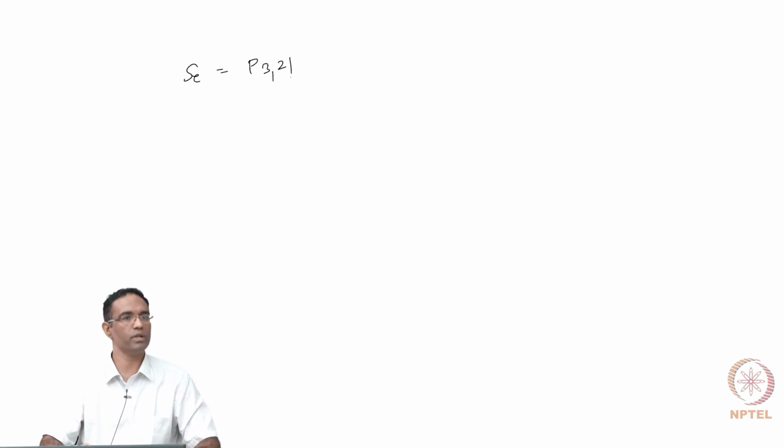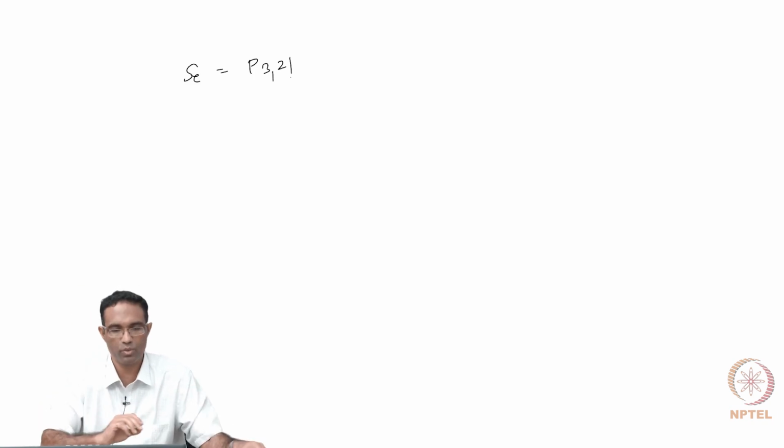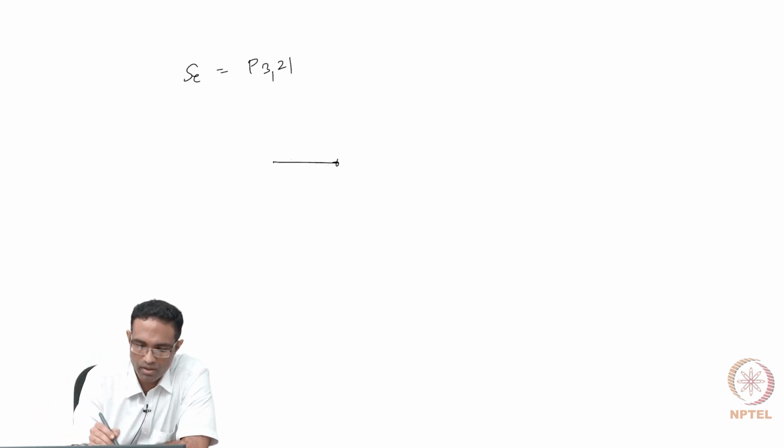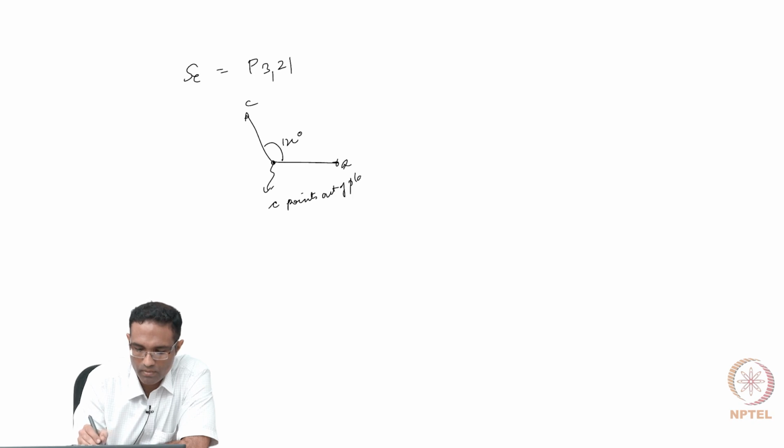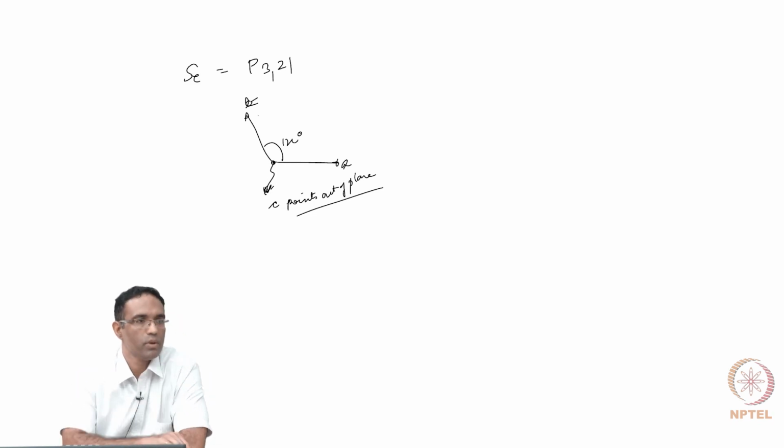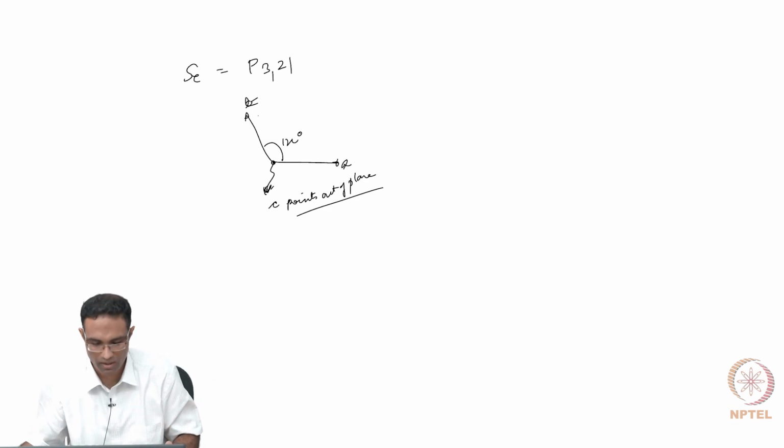We use the hexagonal unit cell with 120 degrees included angle between A and B, and C is pointing upwards. Something like this would be the lattice vectors. Oh, sorry, this is B and C points outwards. This is B, not C.